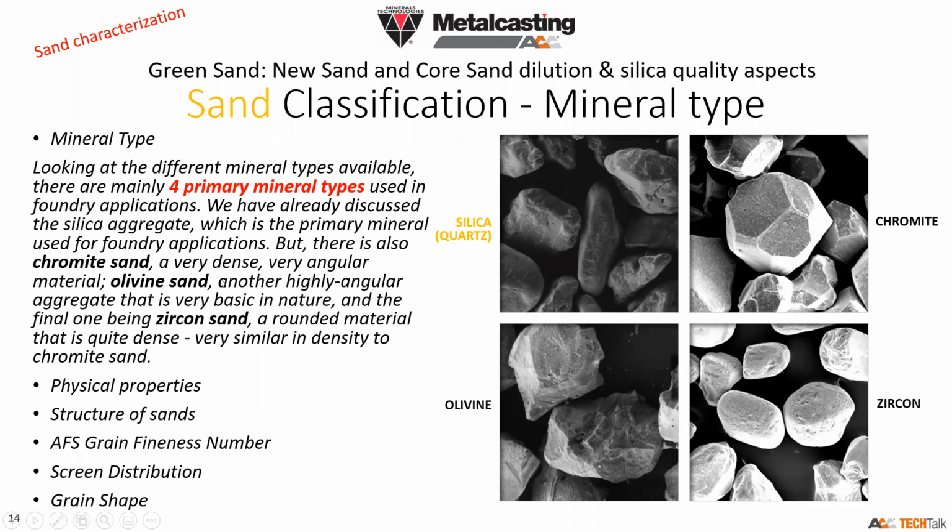You can see that chromite sand is a very dense and angular material. Olivine sand is another highly angular aggregate, and it's quite easy to find in nature. And the final one is zircon, a bit more difficult to get, a rounded material, quite dense, very similar to chromite. In the next slide, we'll try to understand the physical properties of sand, the structure of sand, and also the AFS grain fineness number and the screen distribution, and finally the grain shape. That is a good explanation of what we want to understand together.